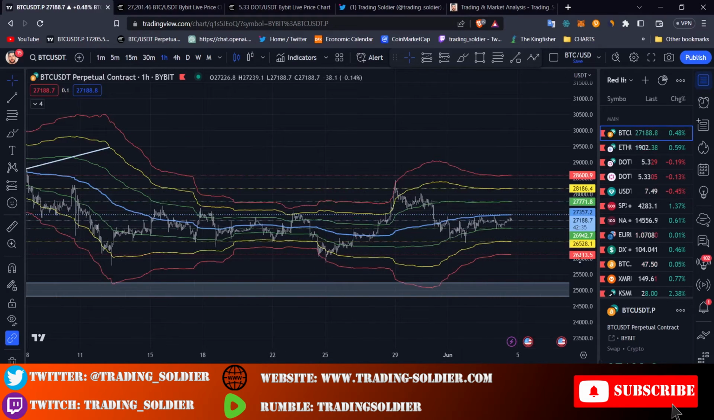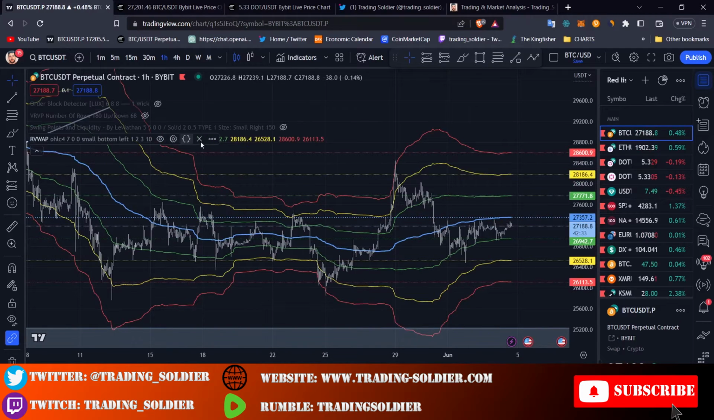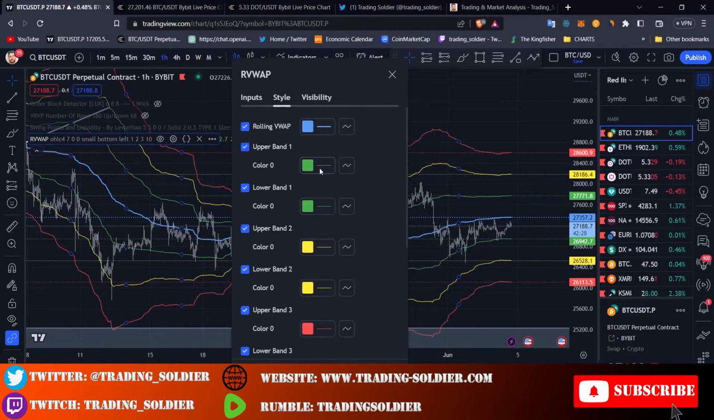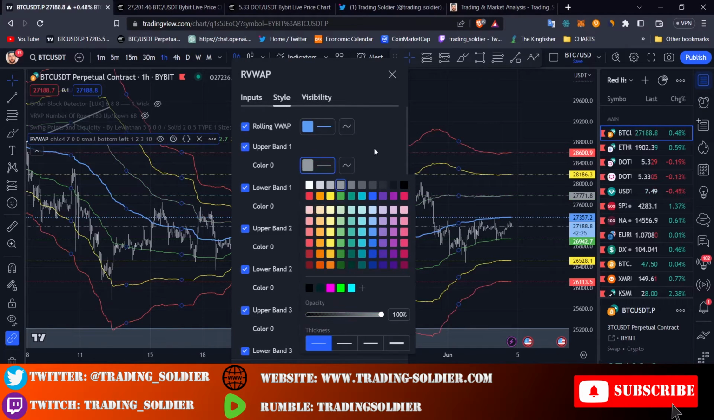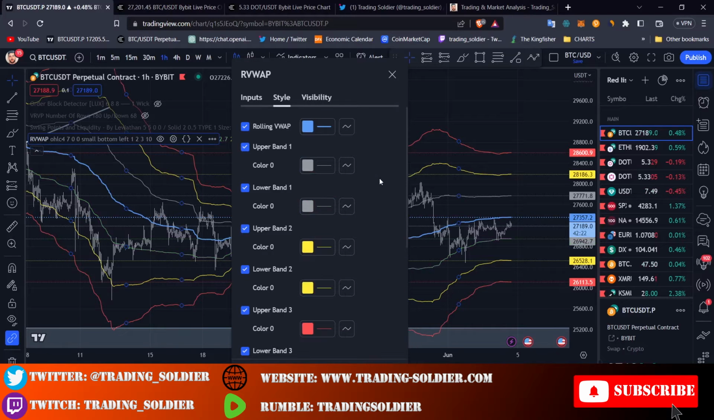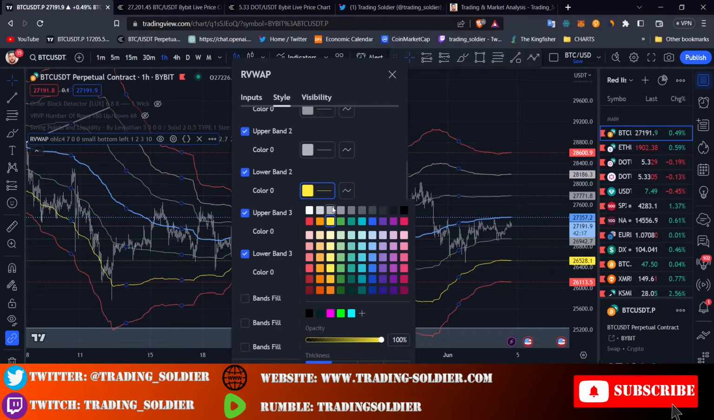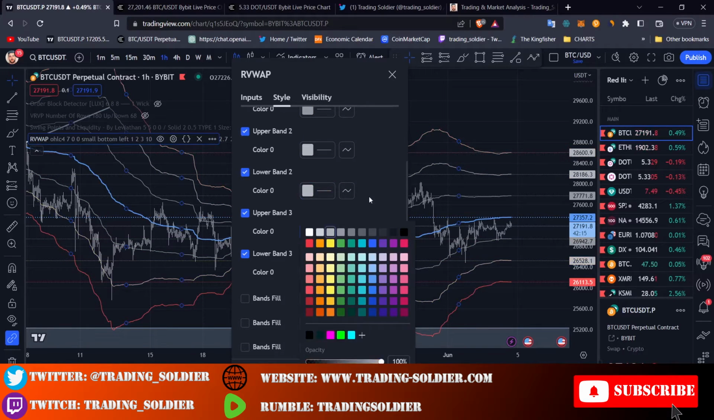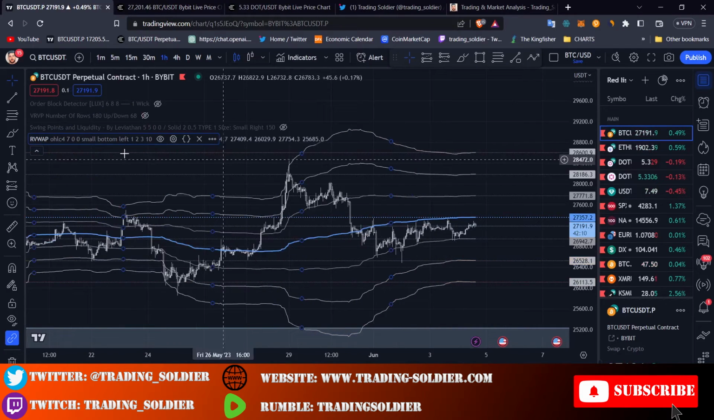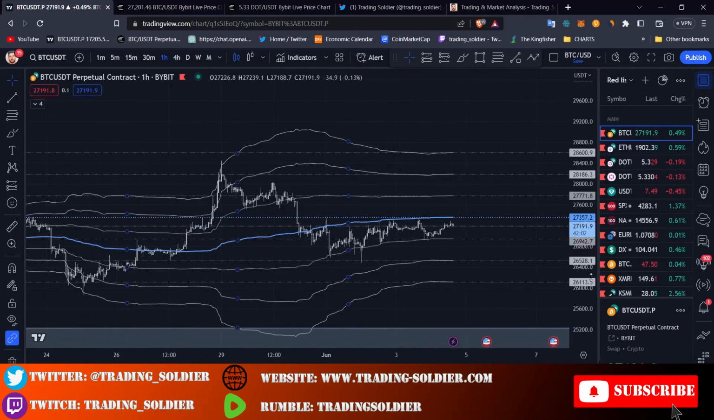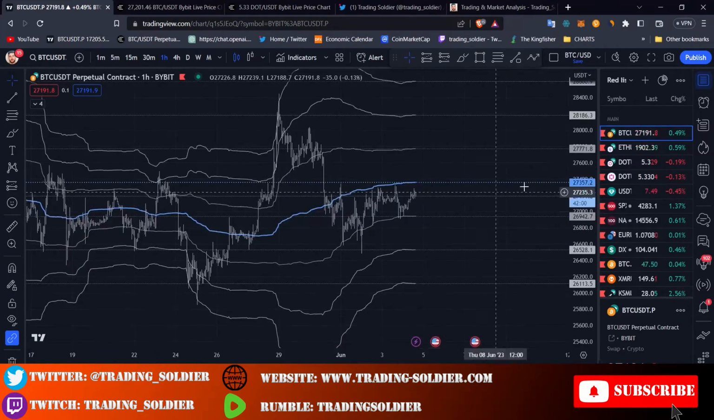Now that we have rolling VWAP, I like to change the colors, because this is like a rainbow and I don't want a lot of colors in my chart. So for this we are going to change all these derivative bands to gray. The only line that we are going to leave in color is the VWAP line. As you see here, we have 3 upper derivative lines and 3 lower derivative lines, and in the middle the VWAP. So the trading strategy is very simple, okay? This trading strategy is very simple.